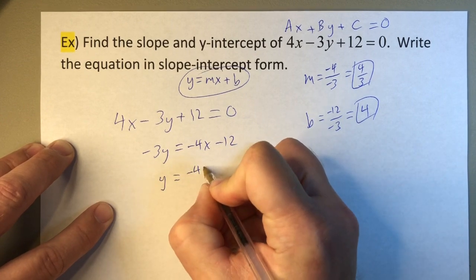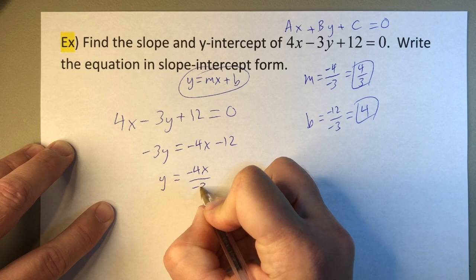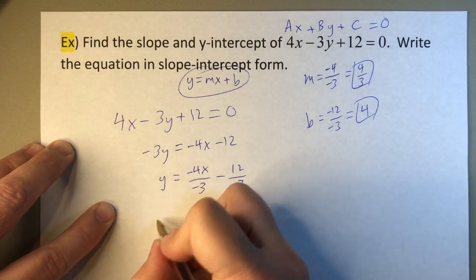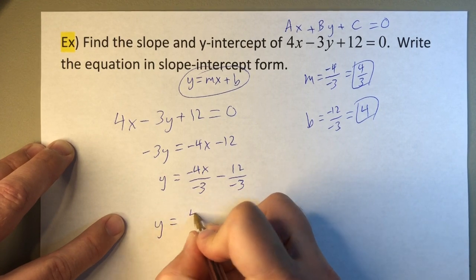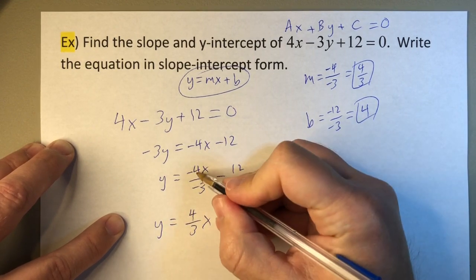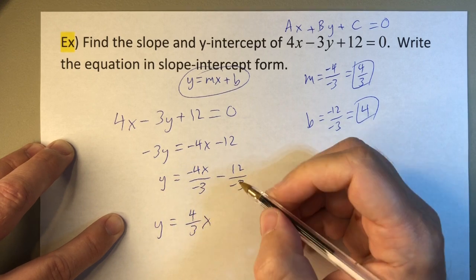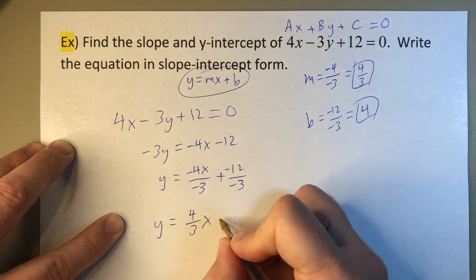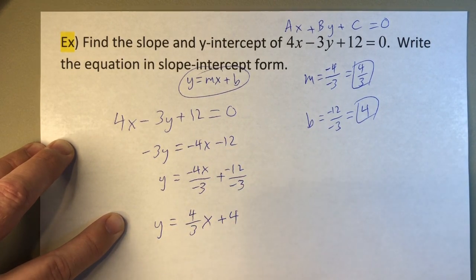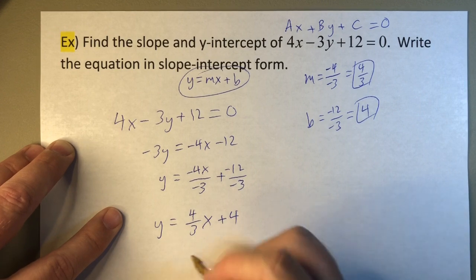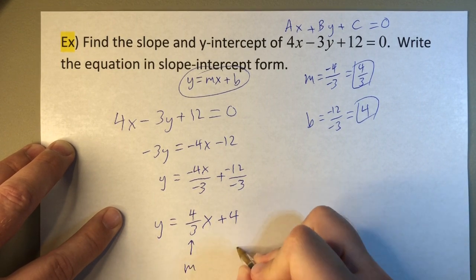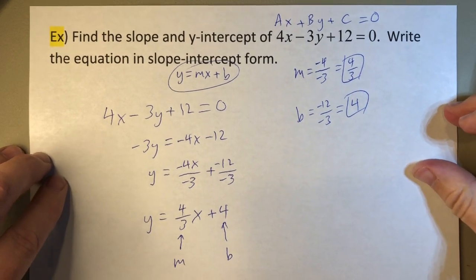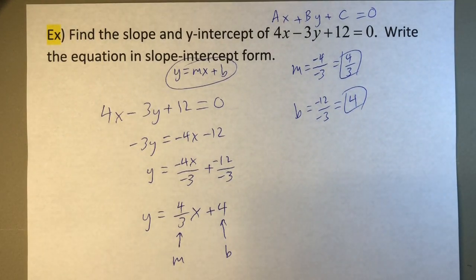When you divide every single term by negative 3, we get a positive 4/3 x, because a negative divided by a negative is a positive. And then again, negative over a negative, you still get a plus 4. So any way you slice it, remember, this value is the slope and this value is the y-intercept. So we get the same thing. I don't care how you do it. Just make sure you are following the directions.